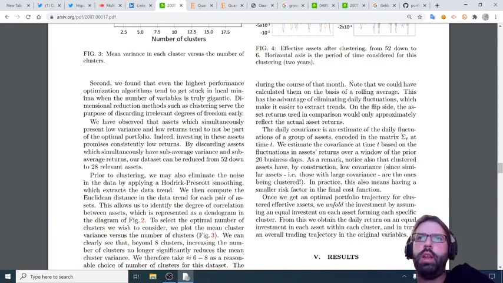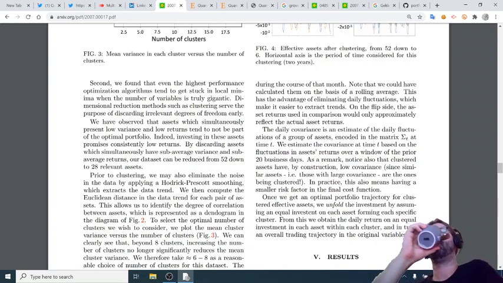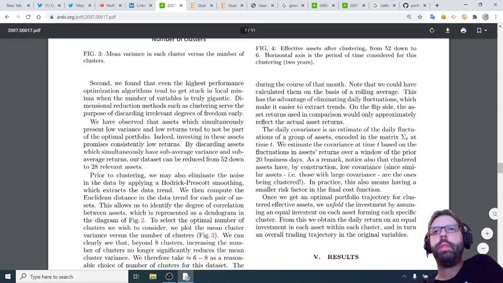So once we get an optimal portfolio trajectory for clustered effective assets, we unfold the investment by assuming an equal investment on each asset. Okay, so what they do is, once the algorithm picks an actual cluster, they assume that you do an equal investment in all the assets in this cluster. Makes sense.